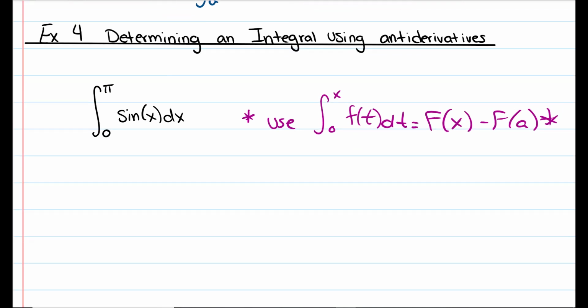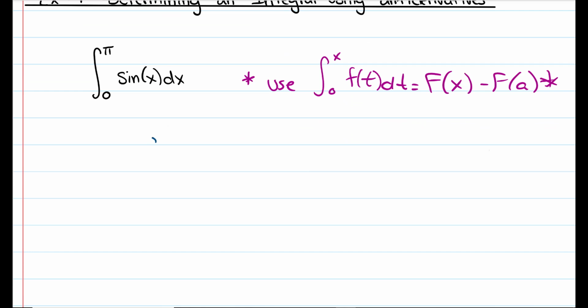Alright, so here we go. So what we want to do is take the integral from 0 to pi of sine of x dx. Now what we need to do is think about what is the antiderivative of sine. When I take the derivative of it, it will give me sine. Well, we know that the derivative of sine is cosine. And the derivative of cosine is negative sine. And the derivative of negative sine is negative cosine. And the derivative of negative cosine is sine.